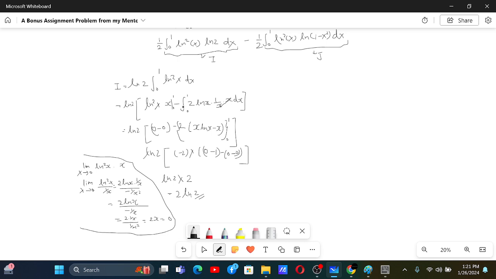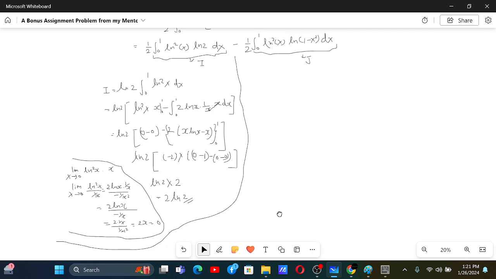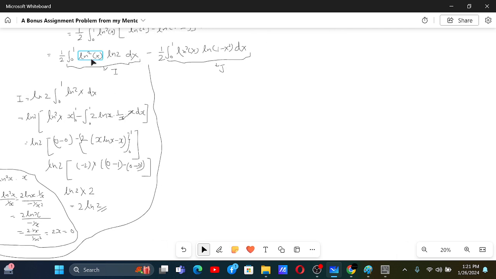Okay, so I is just, yeah, fine. I is 2 ln 2, and if I just halve it, I will have ln 2. Now the I part is done, and it was not that hard, but the J part might be somewhat difficult, because here we have ln square x and here are 2 ln's. But yeah, let's do it.